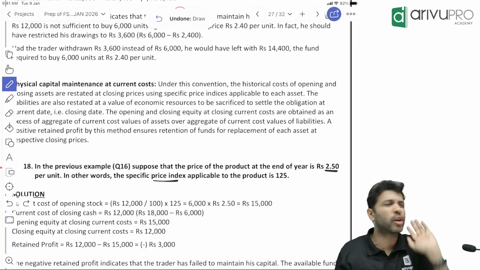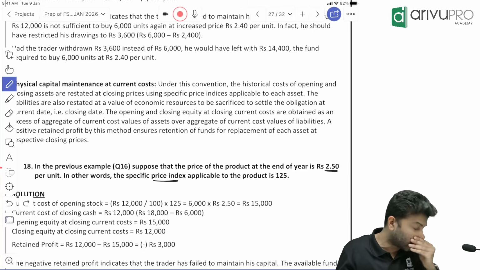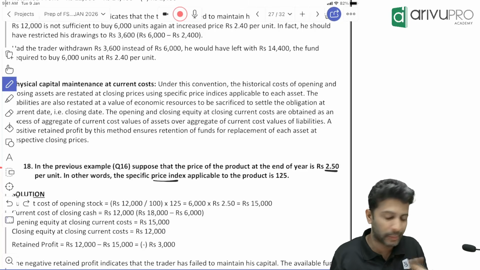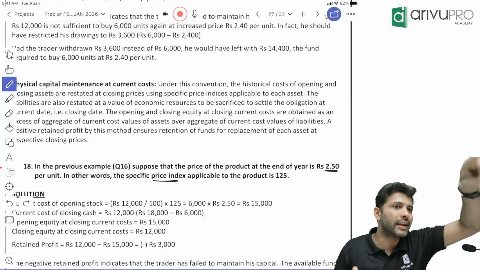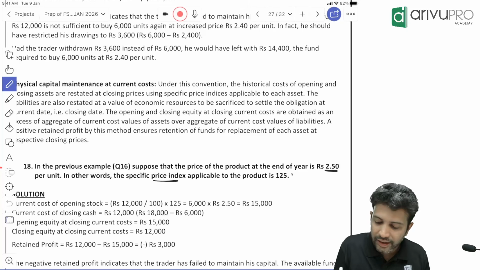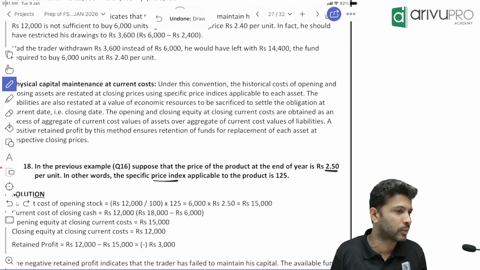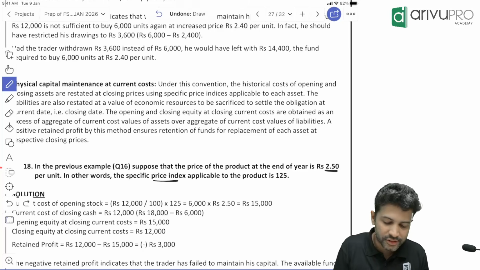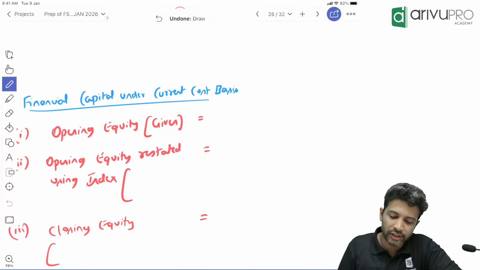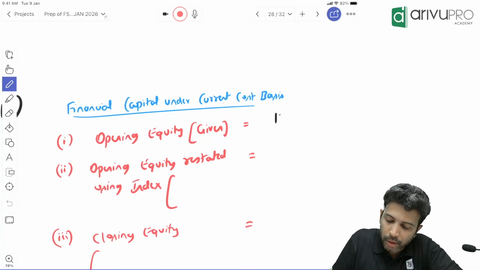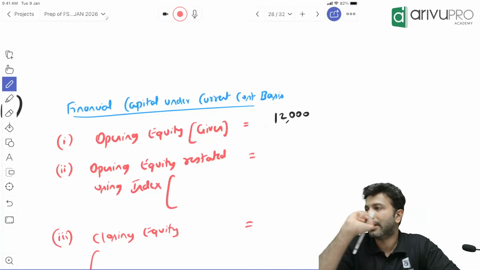This time around, we will not use the index. We'll work it out using the price. Because if the index is given, we know what to do: at year beginning, the index is 100, and at the end of the year, it has become 125. So let's ignore this and try to solve using the price. First, what is the opening equity that they've given in the problem? 12,000.